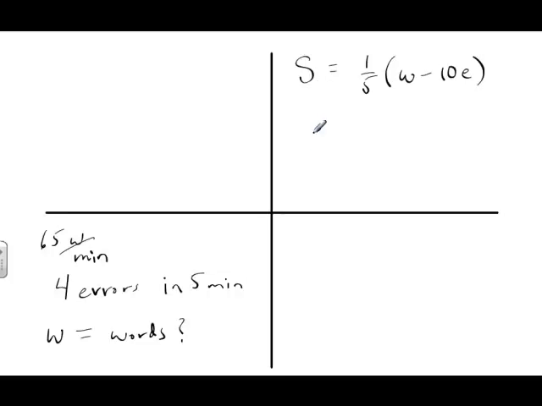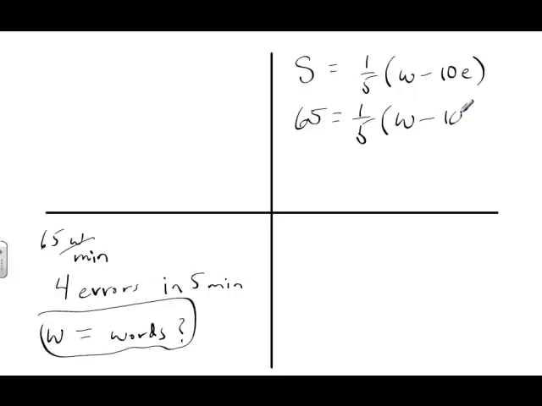What was S? The speed. 65. That was our 65 words per minute. Okay, do we know W? No, remember, that's our question mark. So that stays W. And we do know our errors was how many? 4. Okay, just like the last problem.